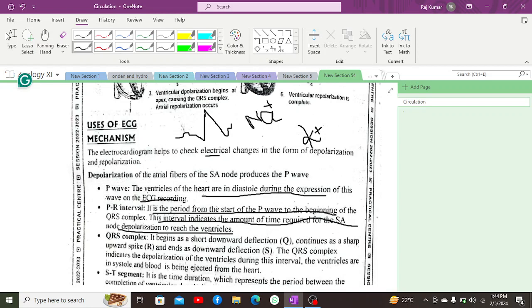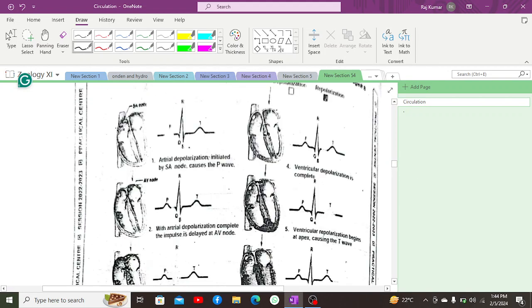This period, the P wave, lasts for around 0.1 to 0.15 second. After that comes the QRS complex.